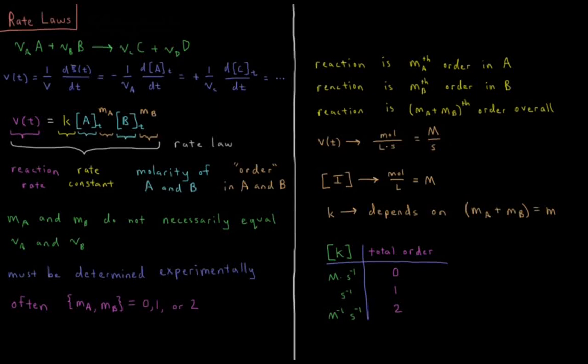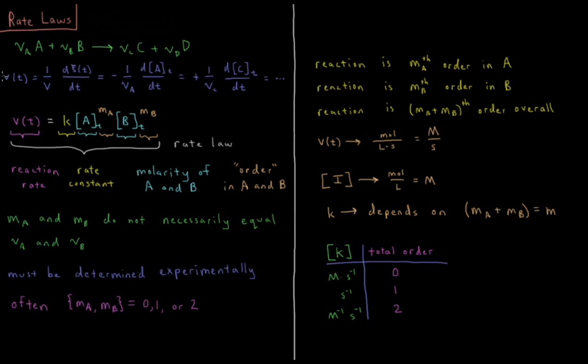This video will discuss rate laws in chemical kinetics. So we'll look at our prototypical reaction here. Reactants A and B going to products C and D, each of them having a stoichiometric coefficient, nu A, nu B, nu C, nu D.